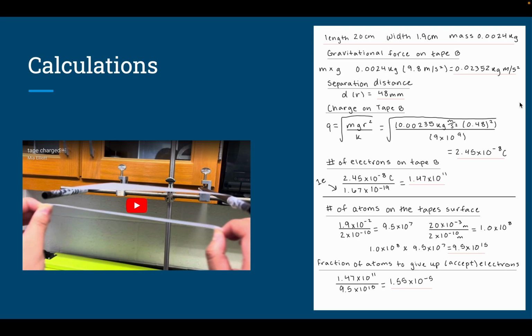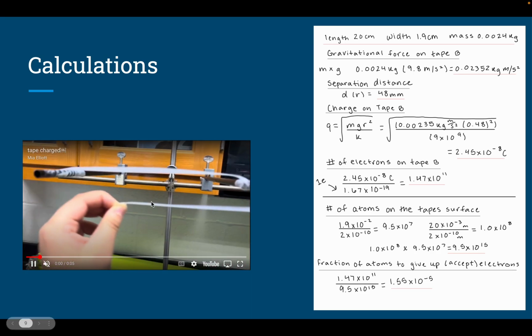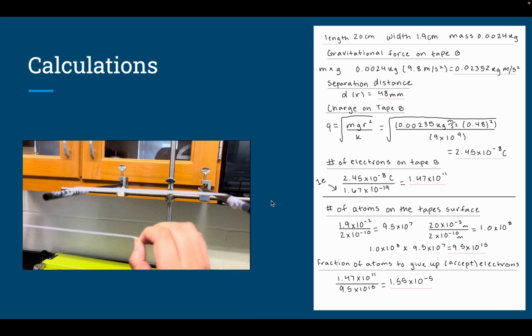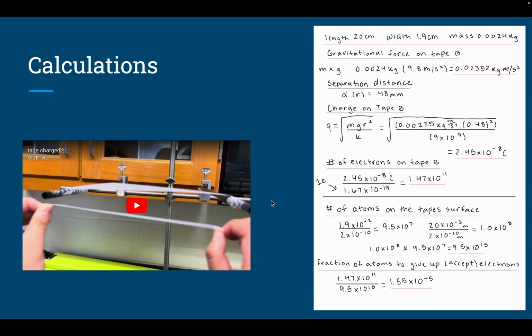Being as precise as possible, we measured the separation distance where the tape begins to float. The distance is also represented by r, and it is 48 millimeters. Calculating the charge on the tape requires us to take the measured separation distance and the gravitational force and plug it into the reworked version of Newton's second law.